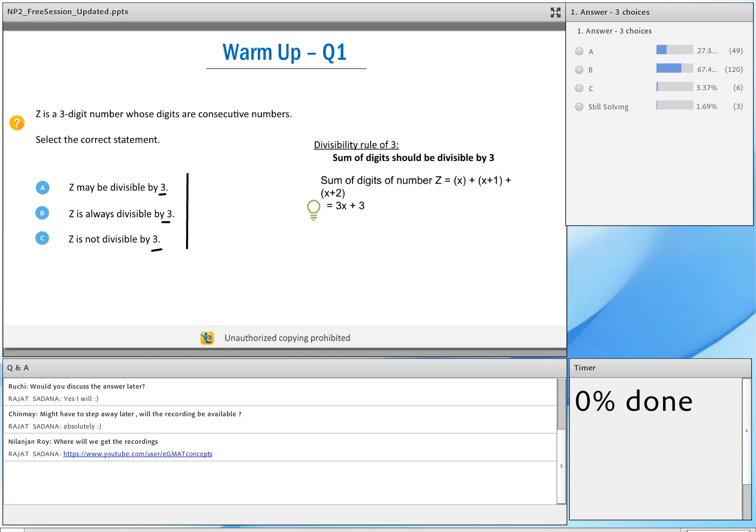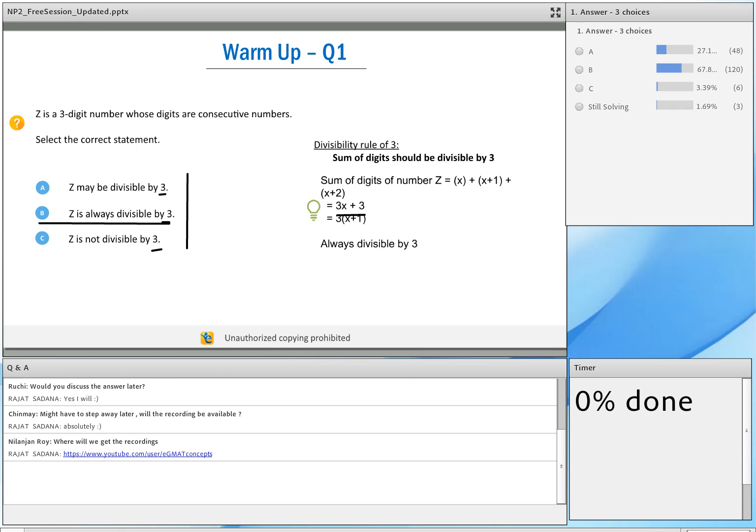Now, you say Z is equal to 3x plus 3. When Z is 3x plus 3, what you really say is, okay, if Z is 3x plus 3, then it's 3 multiplied by (x plus 1), which means it's something that's always divisible by 3. All right, and as you guys have really said, it's always divisible by 3.